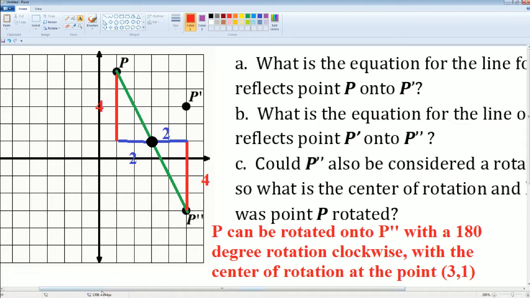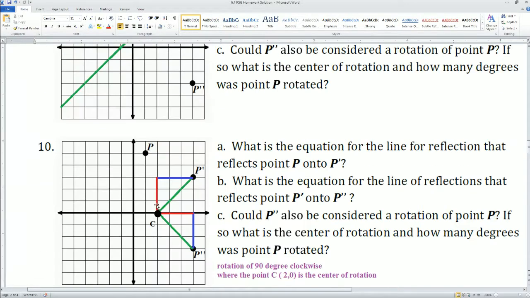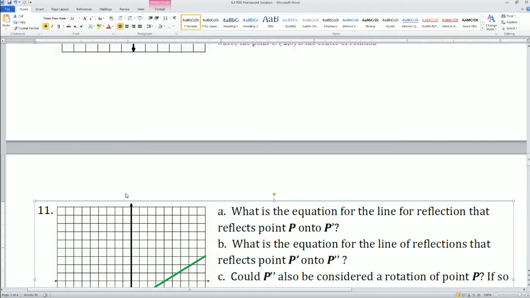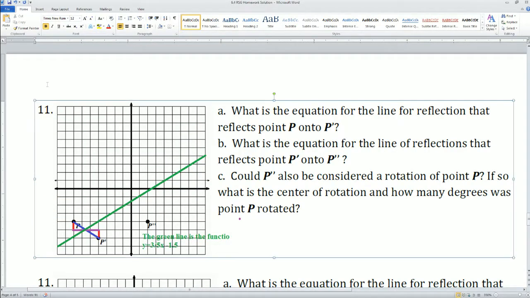Perfect. Elegant. That's a great answer. That's a really great answer right here for 10, right? Okay. This is from P prime to P double prime. Okay. Let me just give you the answer here for that.